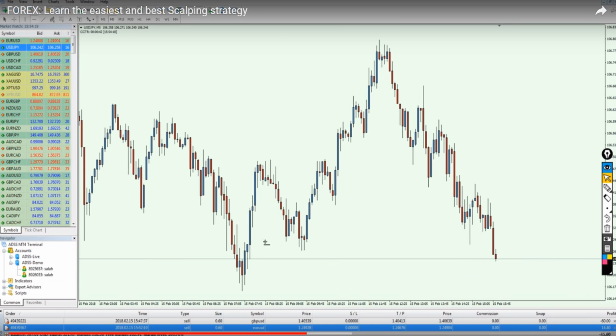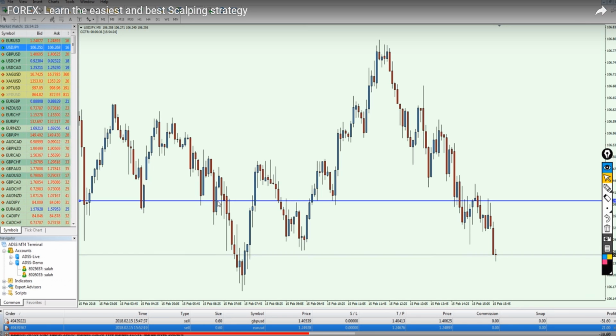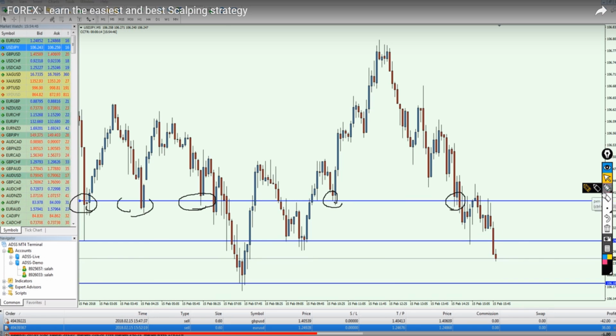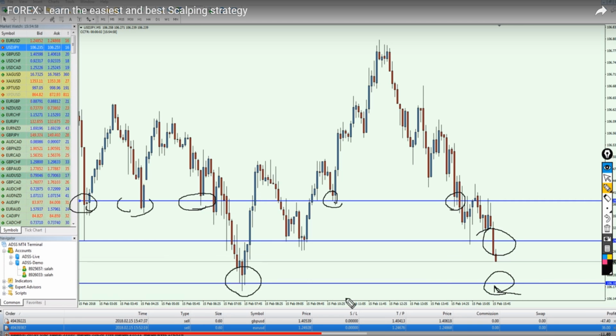Let me mark my support levels. We have a support level here. Let me just increase it a little bit, like that. So I'm looking at this candle here, and this one, and this one, and this one, and this one. You can see how strong this support level is. The next strong support is this one here, and the next one is this one here. So seeing that the candles are breaking this level here, I have to wait until the market touches this level here, and here is going to be my buy order.